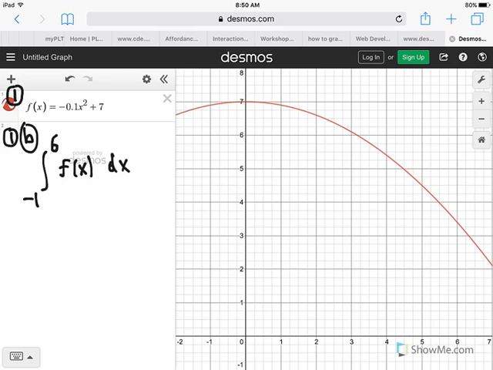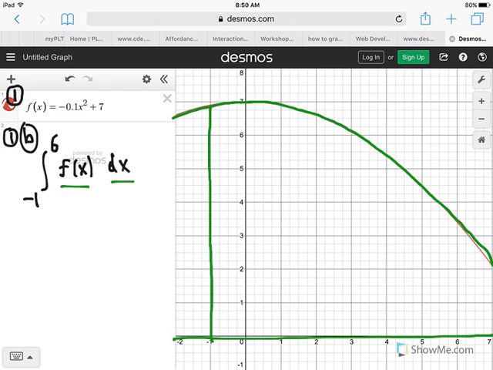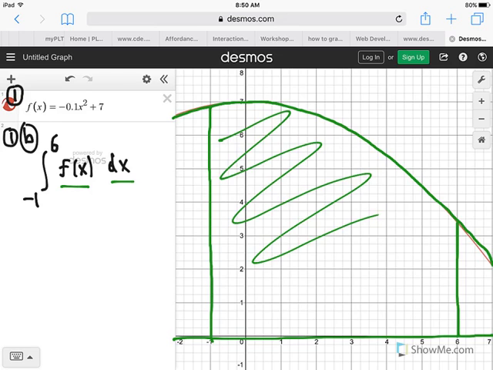Now we look at part B. We want to estimate the definite integral of f of x dx on the interval from -1 to 6. So again, we understand that this is representing a product, and we're looking for the area under the graph of the integrand, which is f of x, and here's the graph of the integrand, above the horizontal axis, between x is equal to -1 and x is equal to +6. So we want to find the area of this region.